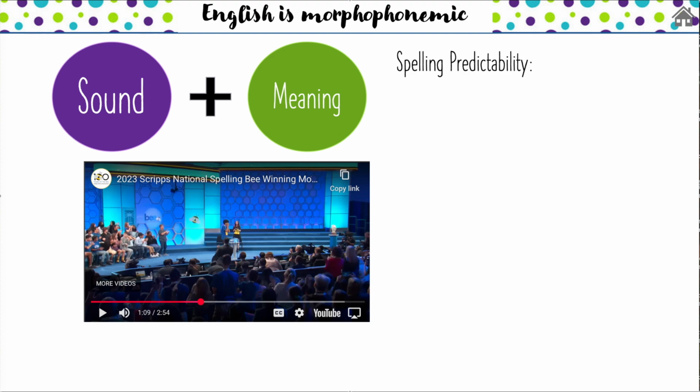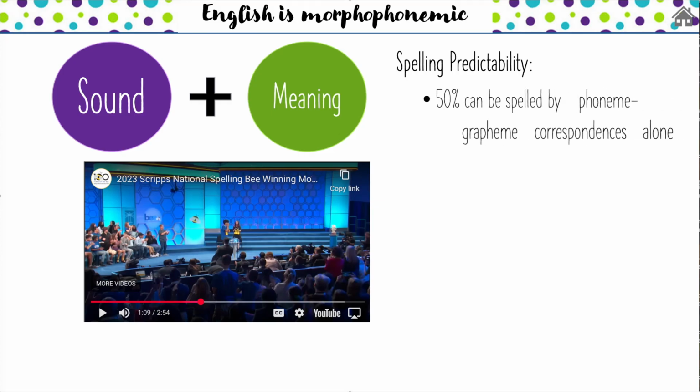So our spelling predictability in English is not as haphazard as we tend to believe. There aren't as many irregulars or crazy occurrences as we tend to believe when we run across one. 50% of our language can be spelled with a phoneme to grapheme correspondence alone. I call that the one-to-one. If you hear the sound m, you're going to represent that most likely with an M. If you hear the sound p, it's going to be represented with a P. Those are our one-to-one correspondences. So 50% of our language is going to be connected to that sound to grapheme connection, which makes it a lot easier. That's half of our language down.